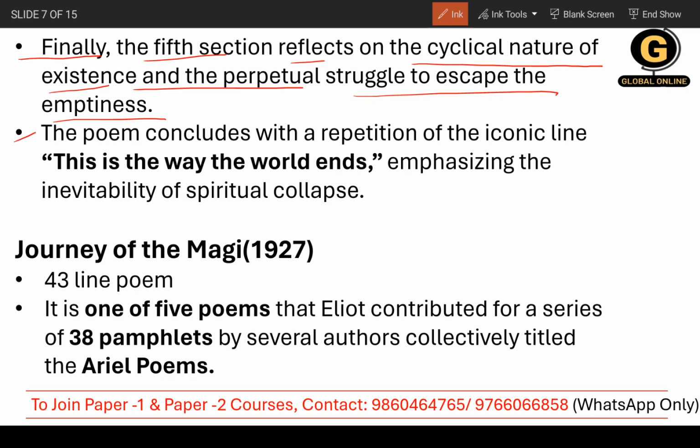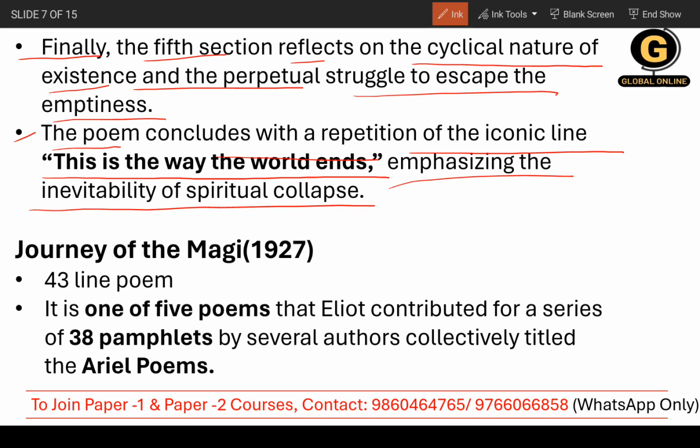Now, the last point, the poem concludes with a repetition of the iconic line, "This is the way the world ends," emphasizing the inevitability of spiritual collapse.